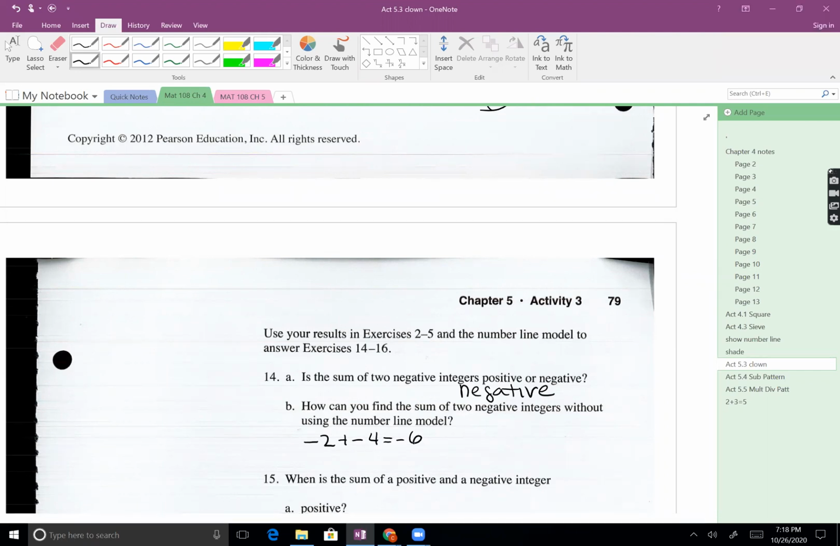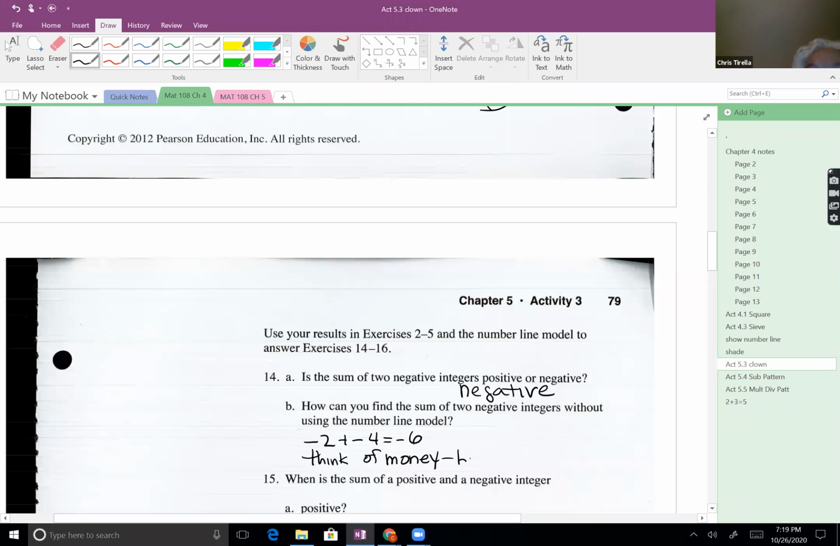Thinking about money, somebody came to borrow $2, then they came back to borrow $4. Okay. We can think of money, borrowing twice. Anybody else have another way we could do it?